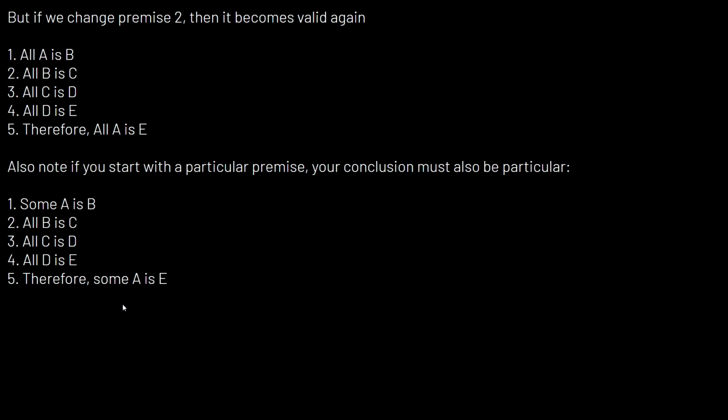And also note, if you start with a particular premise, your conclusion must also be particular. Why? Remember in formal logic, or categorical logic, one of the 8 rules of the syllogisms is that the conclusion must be less primary, or less in strength, than the premises. That is why if one of your premises is negative, so is your conclusion. And if one of your premises is particular, so is your conclusion again. Thus, if it goes from some A is B, and all B is C, all C is D, and all D is E, therefore I conclude some A is E.